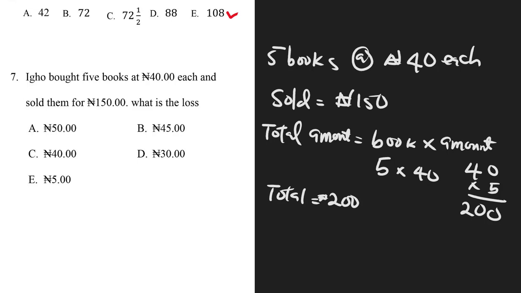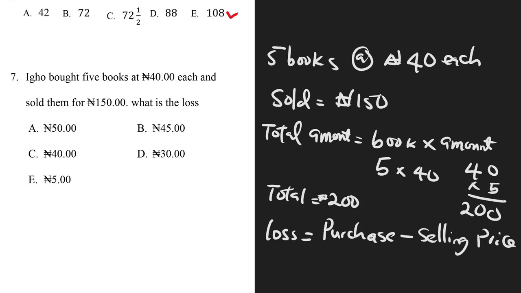So how can we get the loss? So the loss now will be the purchase price minus the selling price. So how much did Igohu purchase the 5 books? We have seen that the total is 200 naira, right? So we say 200 minus the selling price. The selling price is 150. Can you see? Sold it at 150. So we have 150.